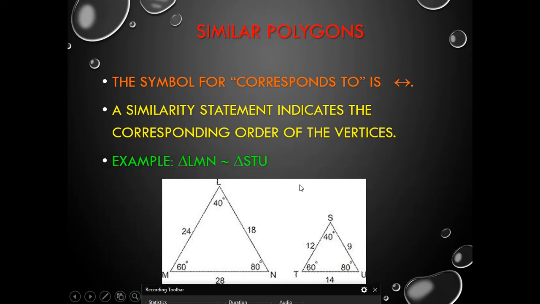So here's an example. They're saying triangle LMN is similar to triangle STU. What that tells me is angle L matches up with angle S, M matches up with T, and N matches up with U. Once you know the corresponding angles, you can also establish the corresponding sides, and we have done this before. Side LM matches up with side ST, and side LN matches up with side SU. So you can use the similarity statement to match up your sides. If that's not provided, we'll have to use a visual and make sure we try to align the correct sides.